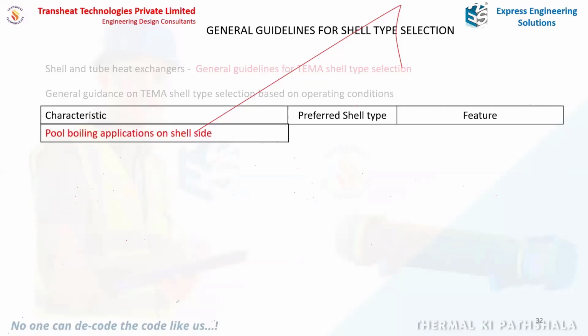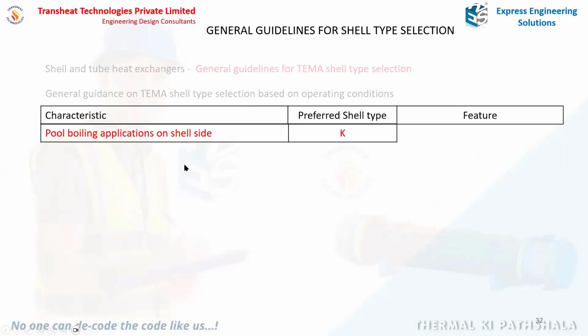Now, there are many cases where you have a shell side fluid entering the unit as a liquid, either at saturation condition or slightly below saturation, and you intend to generate vapor on the shell side, vaporizing the shell side fluid. So this is what we call saturated. You generate saturated vapor on the shell side. This is what we call pool boiling on the shell side. These units are generally used as the bottom heat exchangers at the bottom of distillation columns to preheat the bottom feed actually.